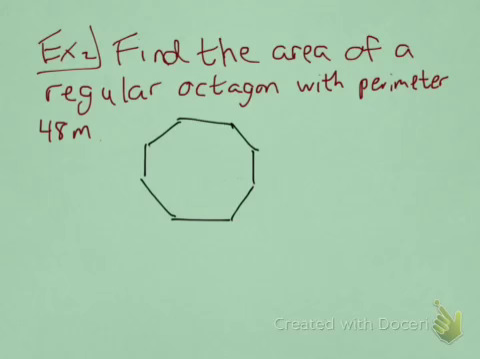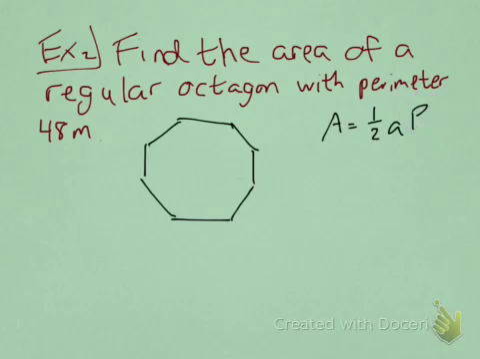All right, so it has the perimeter of 48. What do we need? First of all, we need 1/2 AP. Well, we already know P. It's given to us, right? We know the perimeter. It's 48, so that's good. So now all we need to figure out is the apothem.